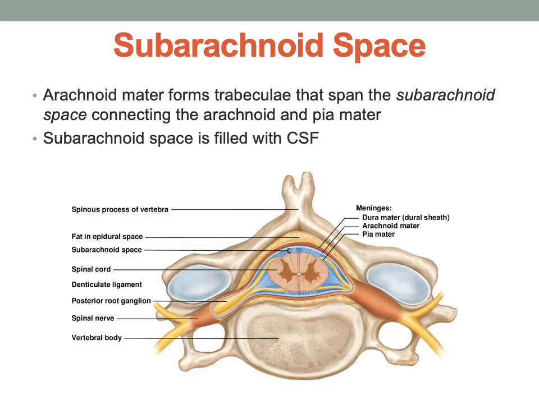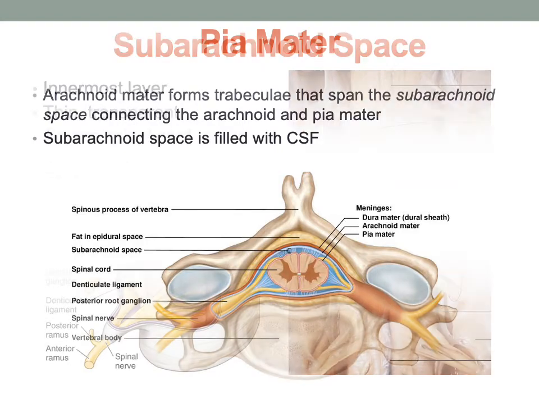The subarachnoid space is formed from arachnoid mater that forms trabeculae that span the subarachnoid space, connecting the arachnoid mater to the pia mater. The subarachnoid space is filled with cerebrospinal fluid.